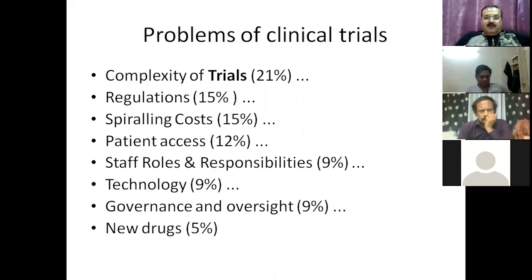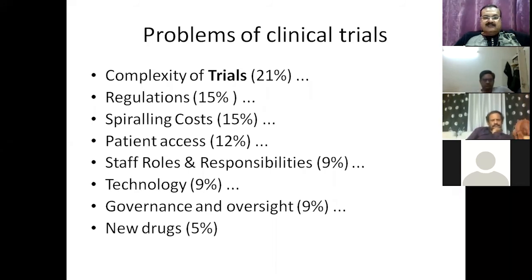So what are the problems in conducting clinical trials? One is complexities. There are a lot of regulations and every year it is becoming more and more complex. The cost required to conduct clinical trials is huge, because the insurance component has now come in and the compensation component has to be taken into account. The cost of clinical trials has increased.